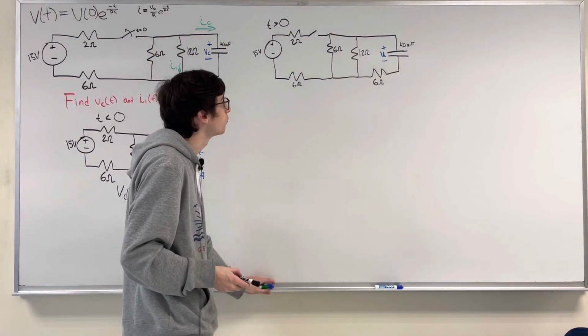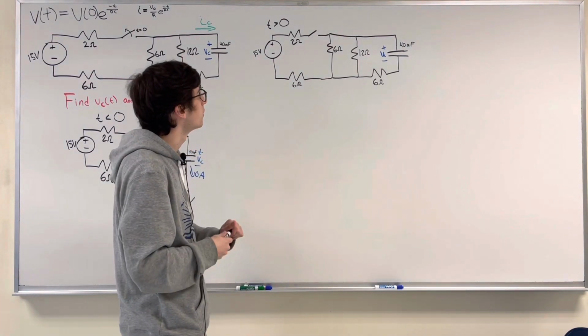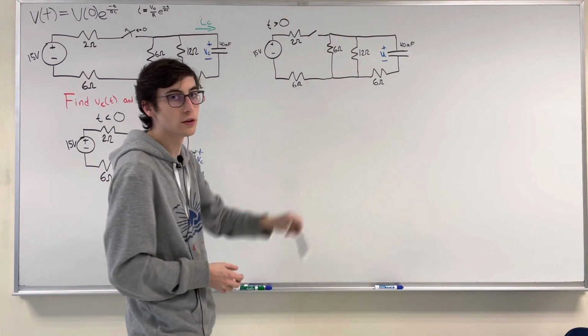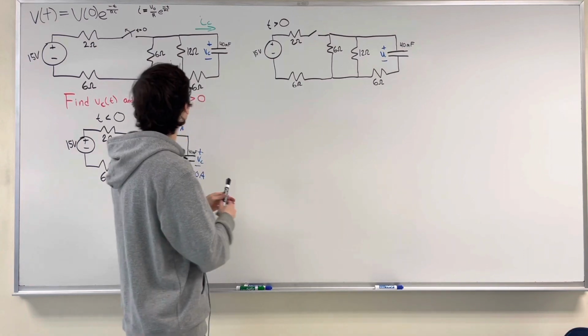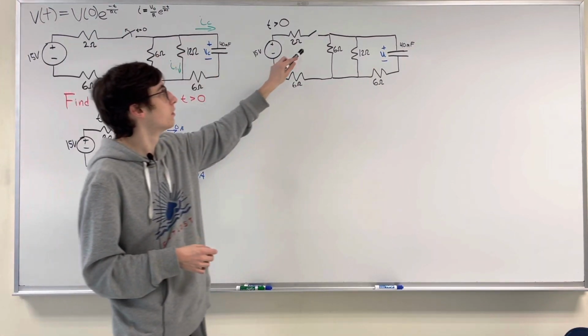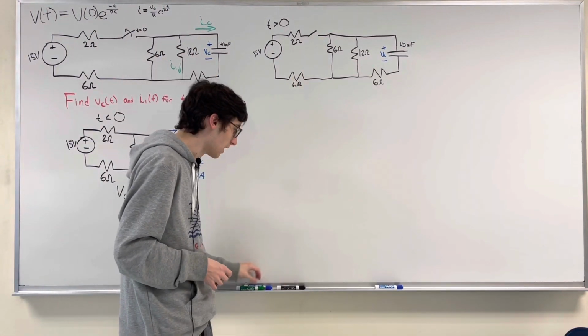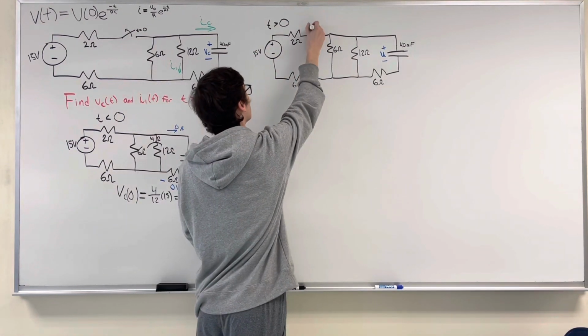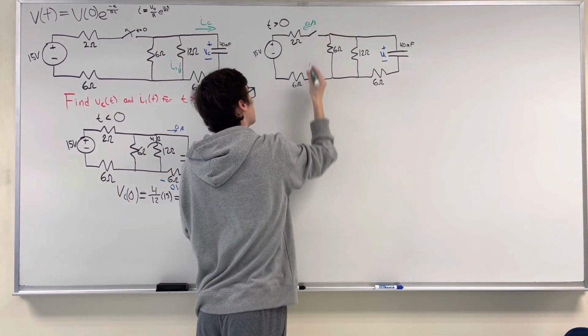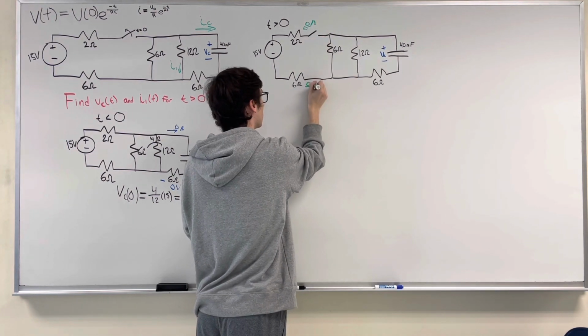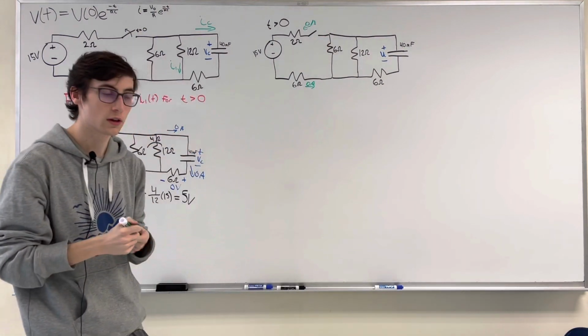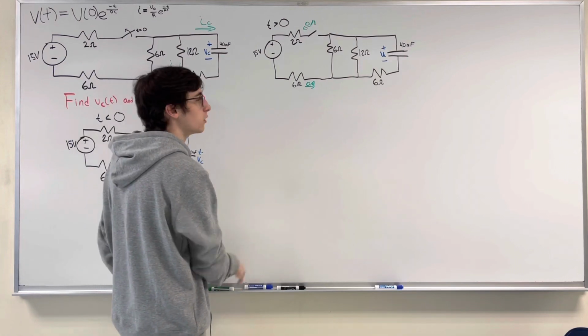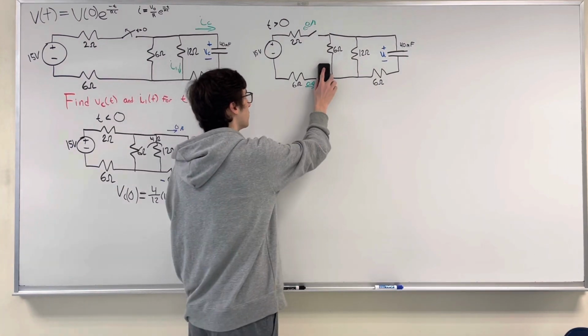I've redrawn the circuit for when the time is greater than 0. I just took the switch and left it open. So what does that mean for this half of the circuit? It's an open circuit, which means there's no current flowing through here, and no current flowing through here. So our circuit went from looking a little complicated, and now we can just erase this half.